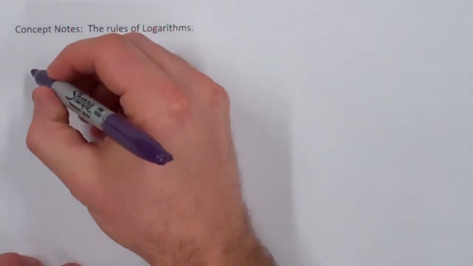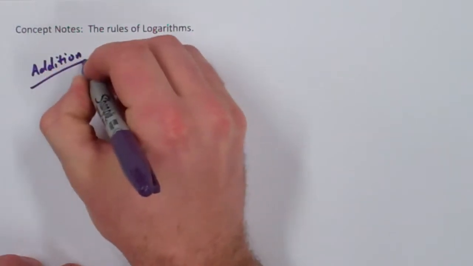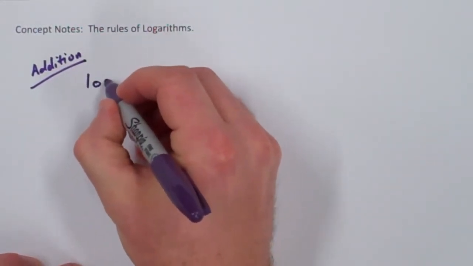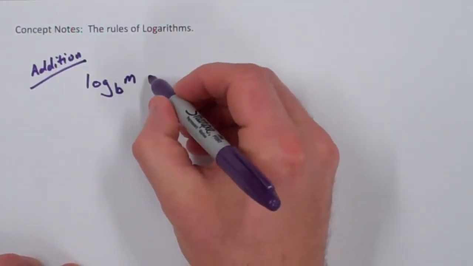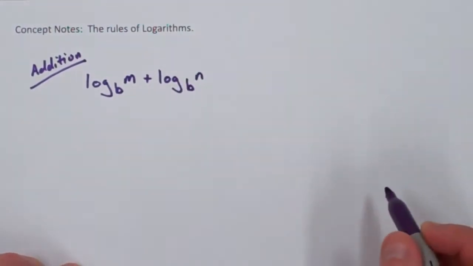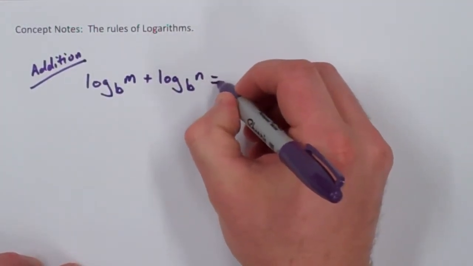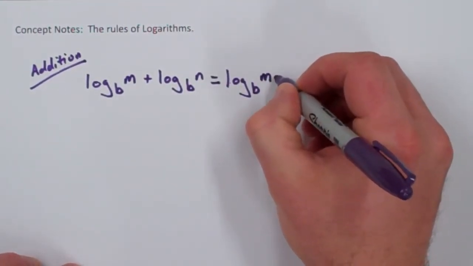In this video, we're going to be discussing some of the rules of logarithms. First one I'm going to give you is the rule of addition. Let's say you had a logarithm with base b of m plus log b of n. This is equal to log base b of m times n.